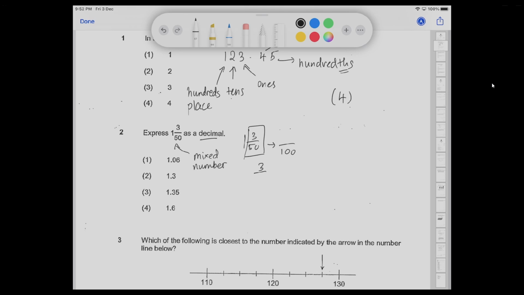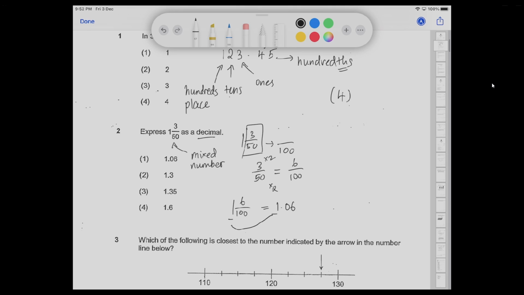So 3 out of 50 is 6 out of 100 because we times 2 both the numerator and the denominator. So eventually we get 1 and 6 out of 100, which is 1.06. So this 1 is this, and 6 out of 100 is this 0.06. So the answer is 1.